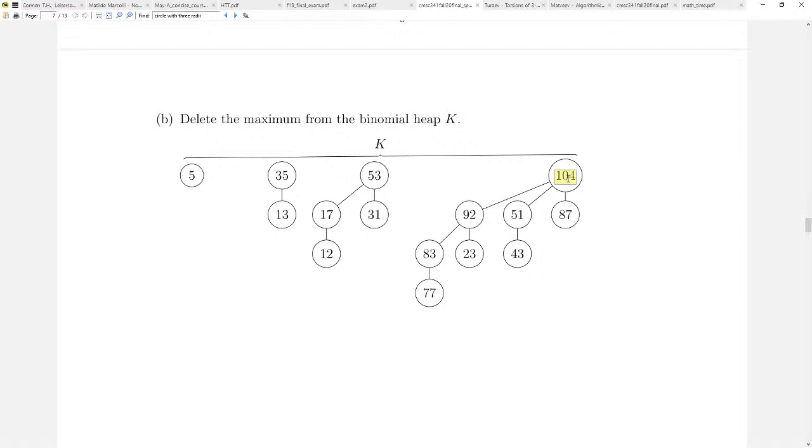If this is the maximum node and you delete it, remember that everything inside of a binomial heap is merge, right? Insert is merge. It's just like a leftist heap and a skew heap. Everything is basically the merge operation. So this problem, deleting the maximum out of a binomial heap, out of a leftist heap, out of a skew heap, they are all instances of the merge algorithm.